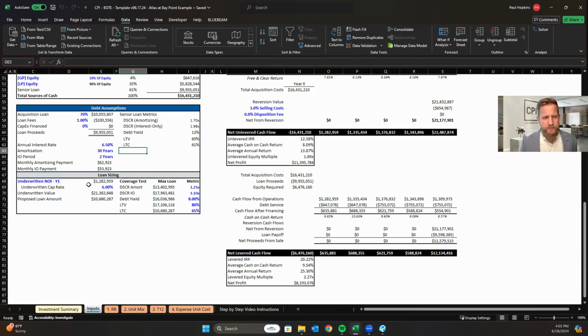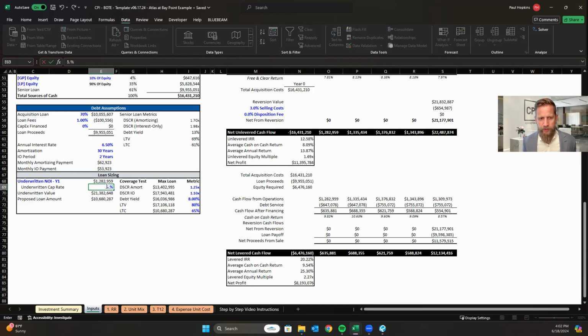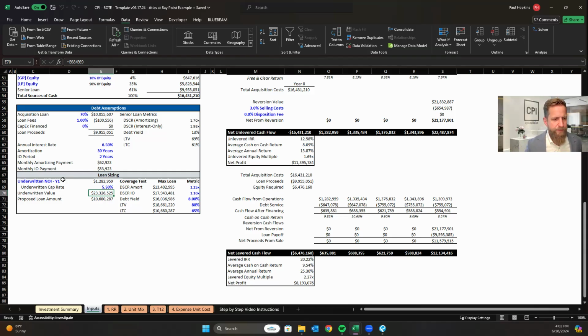And as far as the loan sizing down here, you could say I want to underwrite this to a cap rate of 6, or let's just say the market is 5.5%. That's going to determine the value of this property based on 5.5%, and so you're at a discount based on the market value. It's going to propose a certain loan amount based on how you're sizing up. It's basically taking the minimum of all these different coverages.